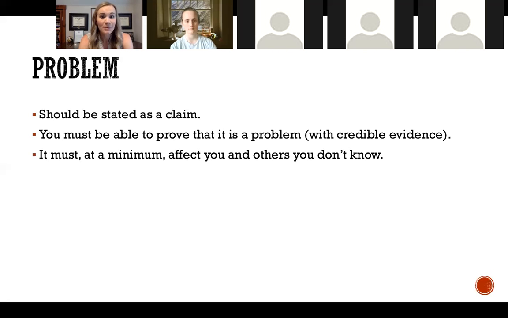It must at a minimum affect you and others you don't know. For example, I could say my husband's sleep apnea snoring bugs me. But that's only a problem that really affects me. It doesn't affect other people I know. I can't argue with anyone about this because it's only affecting me. If I want to talk about how it's affecting me and others I don't know, I can say sleep apnea is affecting the driving capabilities of truck drivers and causing accidents. That's not only affecting me, but it's putting other drivers' safety at risk as well. So it can't just affect you, it has to affect other people as well.